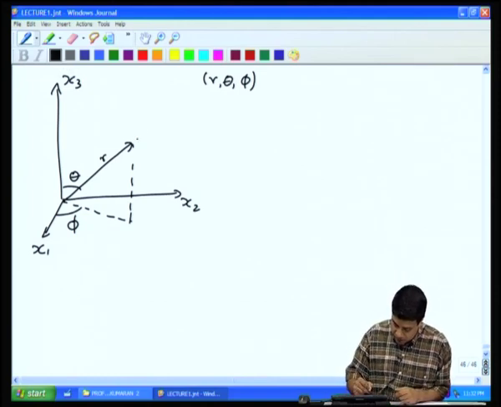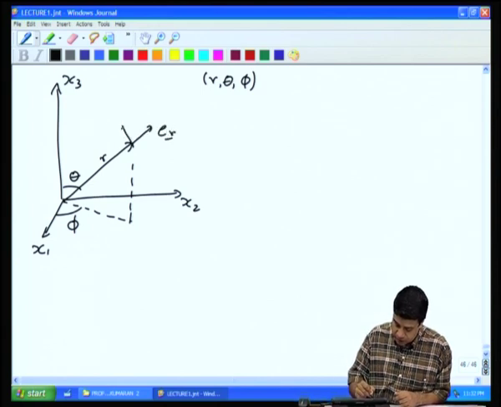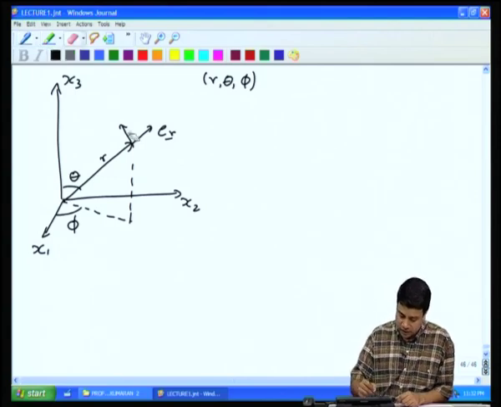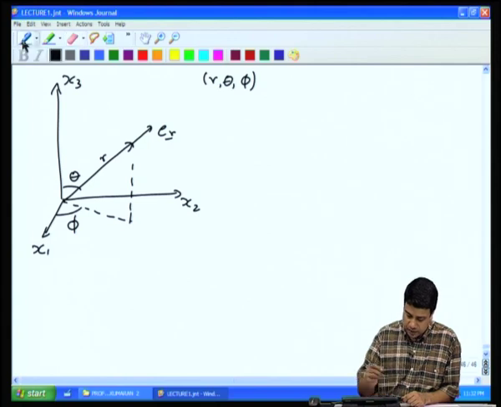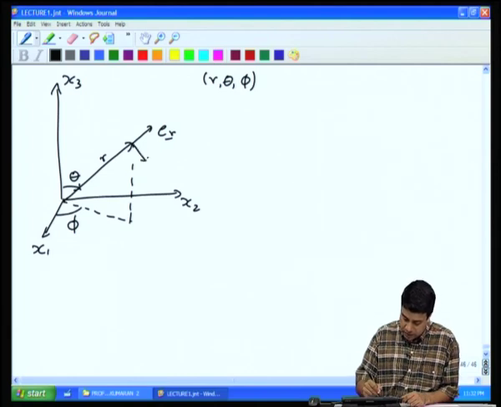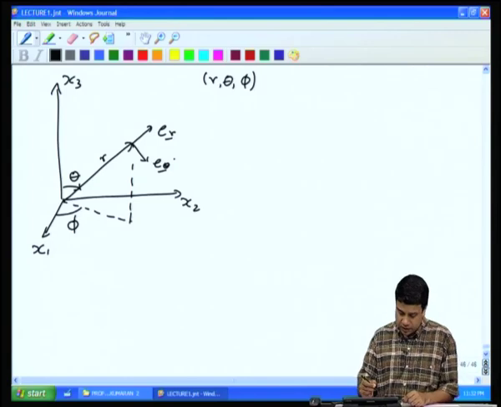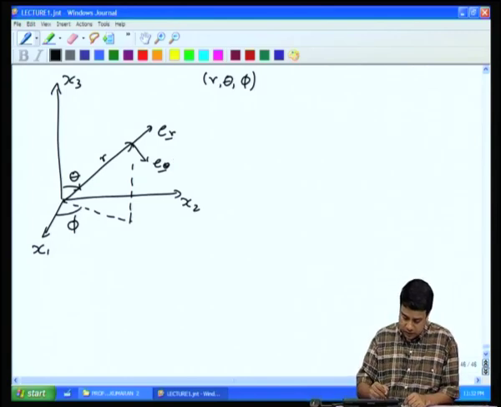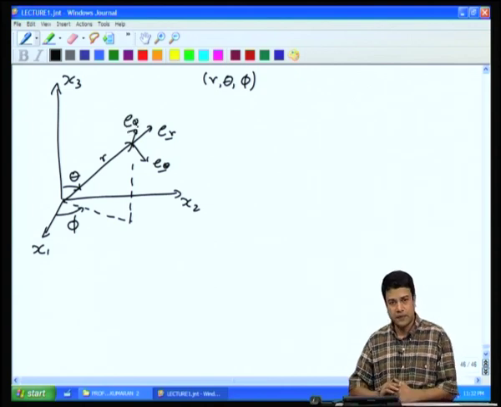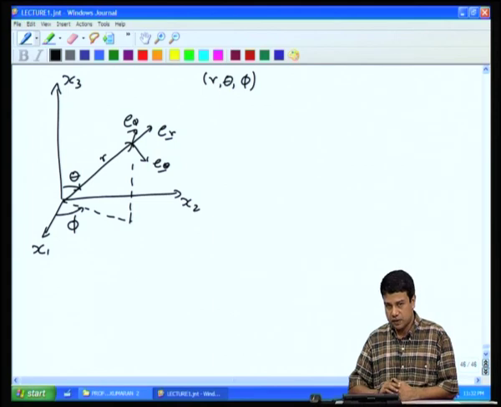Now, at each point you have a unit vector in the r direction, e_r, and a unit vector in the theta direction. The unit vector in the theta direction goes in the direction of increasing theta. Theta increases downwards. So, the unit vector in the theta direction will go in the direction of increasing theta, and the unit vector in the phi direction will go in the direction of increasing phi. And obviously, these unit vectors now depend upon position.